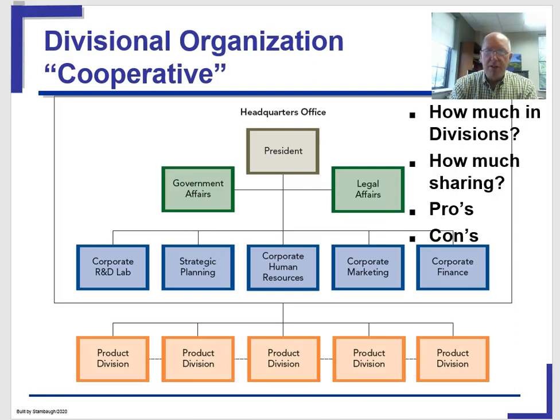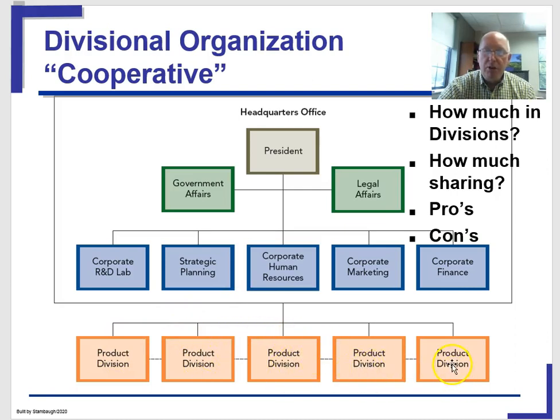The first it talks about is the cooperative form. And so what is typical about the cooperative form is you still have a pretty robust corporate headquarters where there are lots of functional expertise like R&D, like HR, like marketing, like finance that happens at the corporate level. And these tend to be fairly large organizations. However, you do have the various divisions.